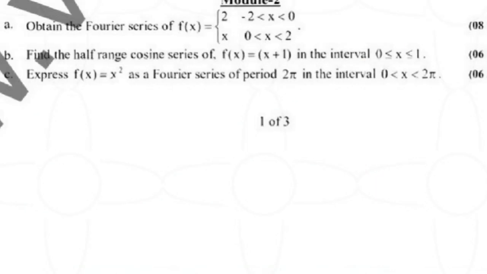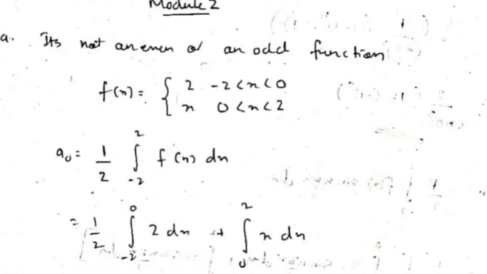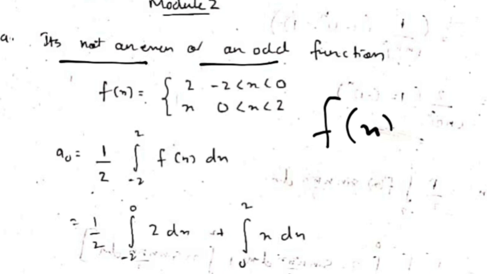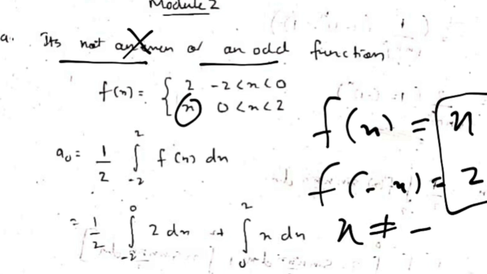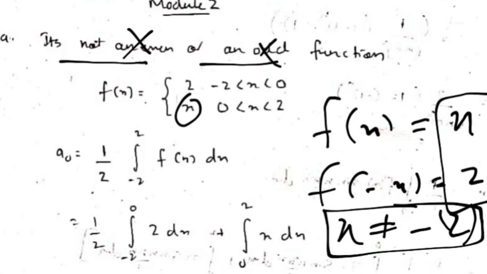Coming to module 2, the first question is to find the Fourier series of the given function. The first thing is you need to find if the function is even or an odd function. How will you do that? See, f of x is x here, and f of minus x is 2 here. Now these both are not equal, right? So that's not an even function. It's not an odd function either because x is not equal to minus of this one. So it's neither even nor odd.